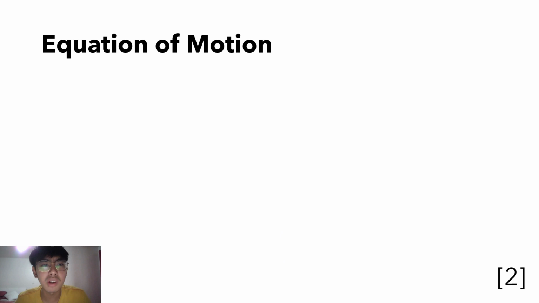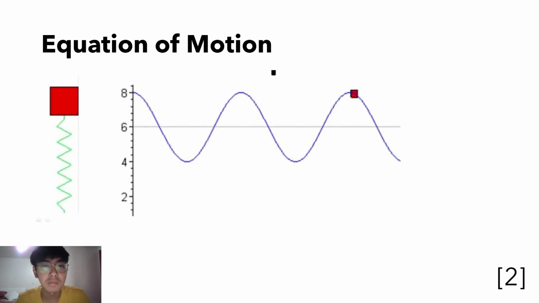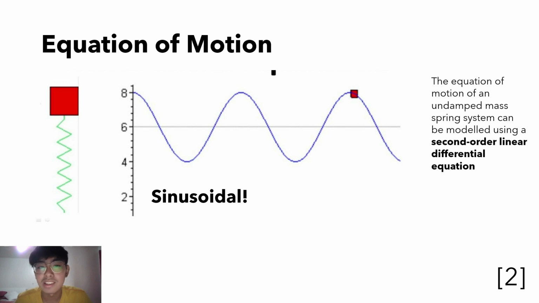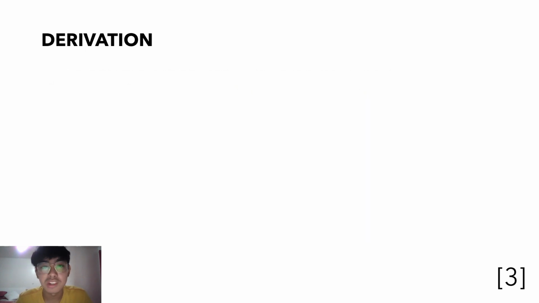So how are we going to model this equation of motion? From our lower physics classes, we know that in a spring system, the equation of motion is sinusoidal. So how did we arrive at that? Apparently, the equation of motion of a spring mass system can be modeled using a second order linear differential equation. So how did we get there? I'm going to show you the derivation.